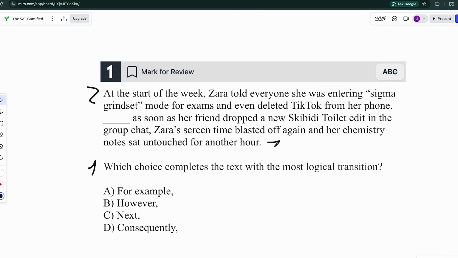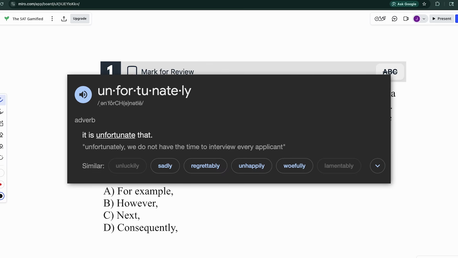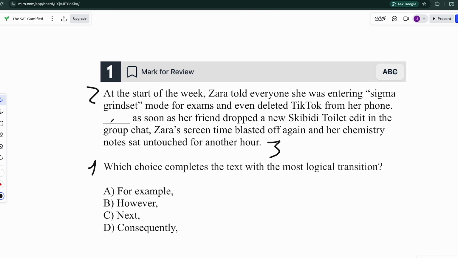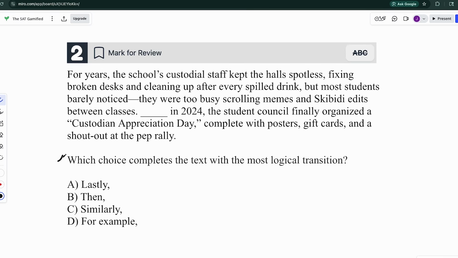So I would guess it's gonna have to be some transition like unfortunately or however, because we're showing contradiction here. Then finally just find the one that matches. However is one of the choices, let's just go with that. Which choice most logically completes the text?